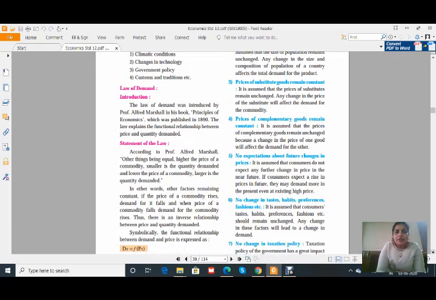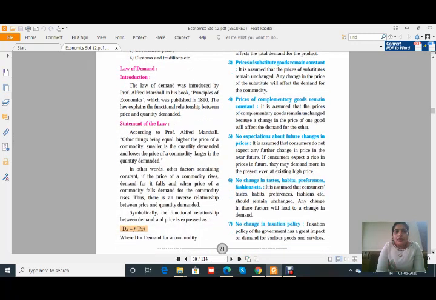Okay, so let us start with the law of demand introduction. It was introduced by Professor Alfred Marshall in his book Principles of Economics, which was published in 1890. See, if you don't remember the year, you can just write that this law of demand is introduced by Professor Alfred Marshall in his book Principles of Economics. If you don't remember the year, don't write it, because if you write it wrong, you will get 0 marks for this. Because the teacher says as the starting of the law is wrong, the whole law will be wrong.